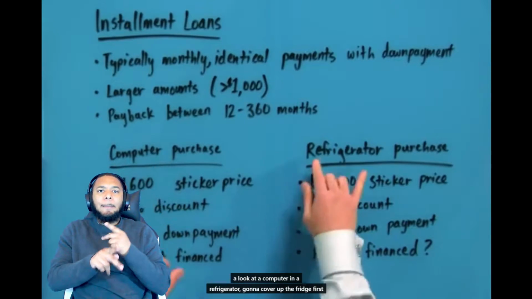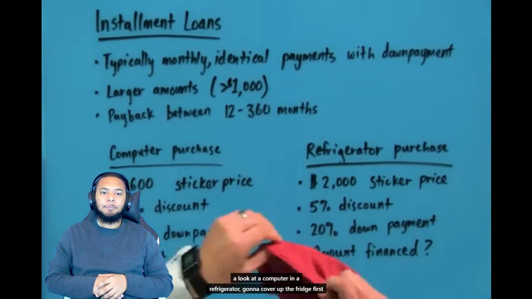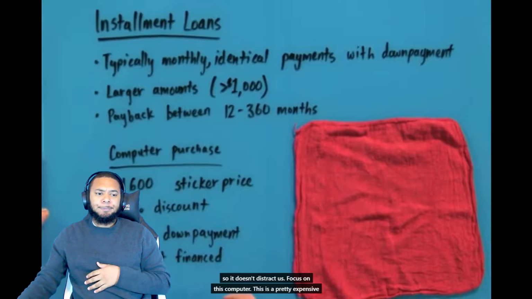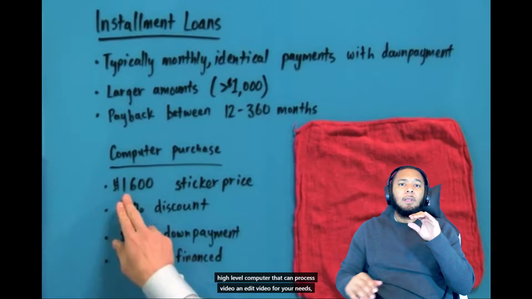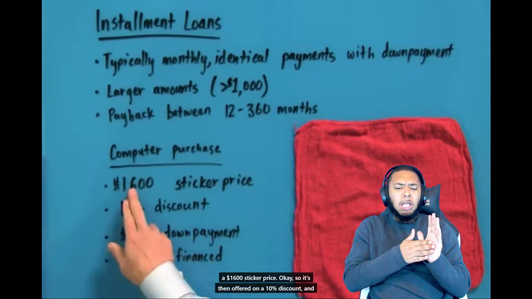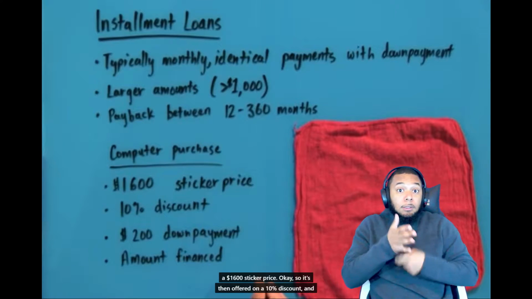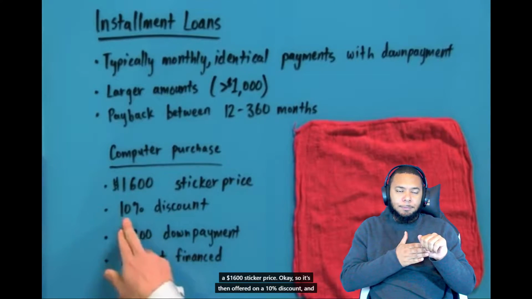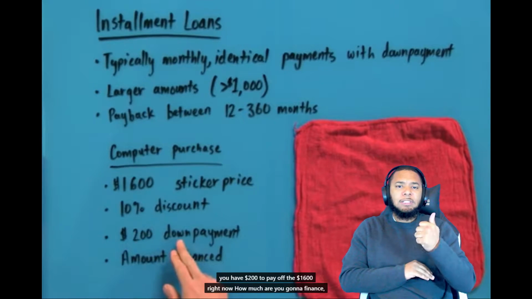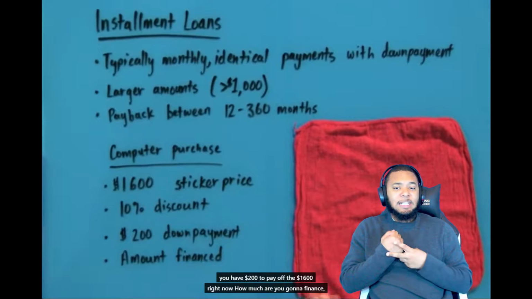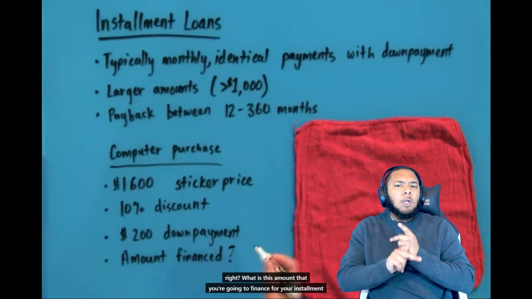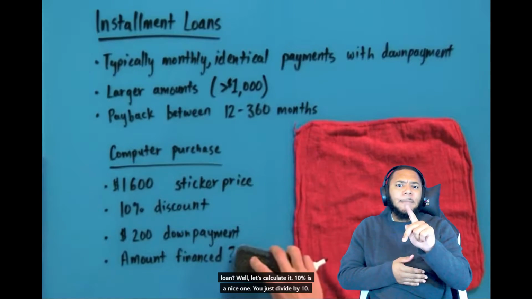So we're going to take a look at a computer and a refrigerator. So I'm going to cover up the fridge first so it doesn't distract us. Focus on this computer. This is a pretty expensive high-level computer that can process video and edit video for your needs. A $1,600 sticker price. Okay, so it's then offered on a 10% discount. And you have $200 to pay off this $1,600 right now. How much are you going to finance, right? What is this amount that you're going to finance for your installment loan?